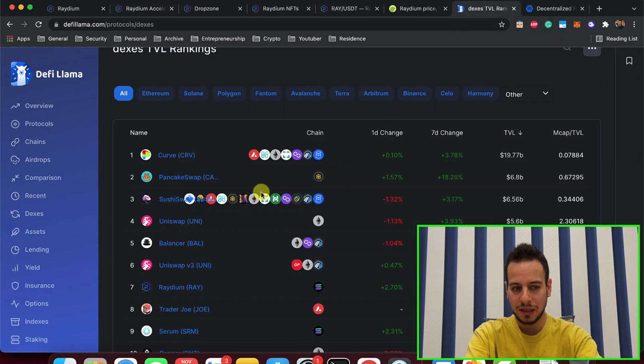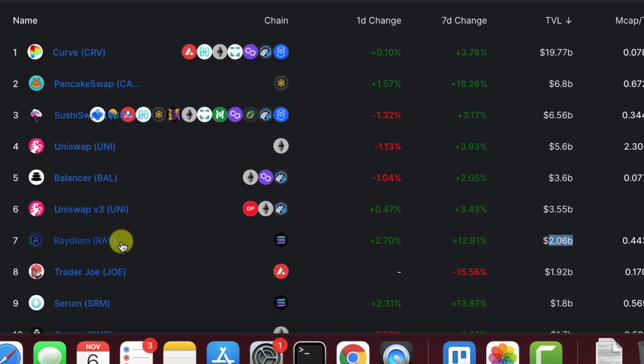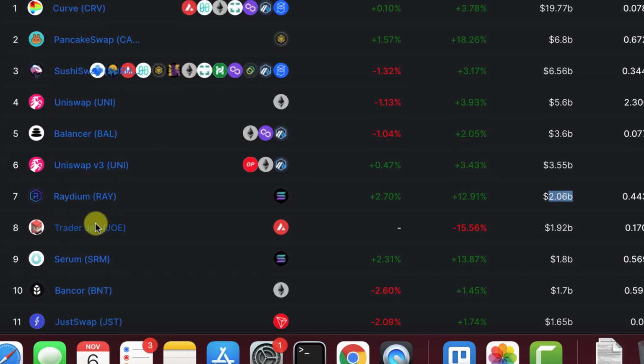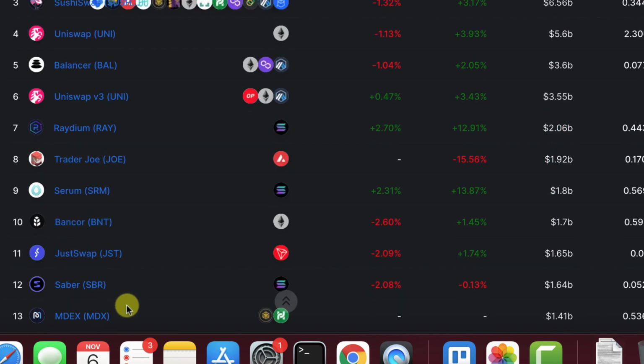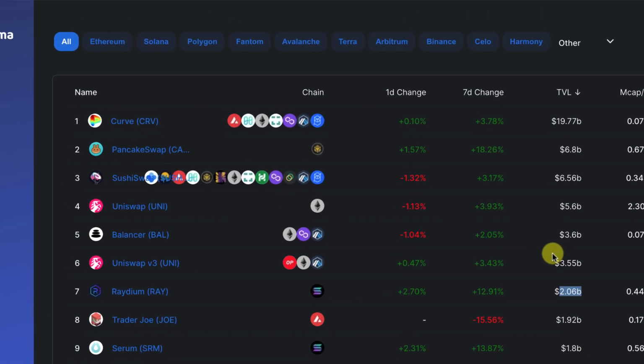And if you look at some statistics, you can see that Raydium is actually placed 7th in the list of all the most used exchanges in terms of TVL on DeFi Llama, right below Uniswap V3, above Trader Joe, above Serum, above Bancor, BNT. And it's super, super high. And actually, you can see the market cap divided by TVL. That's why I'm bullish on Ray. It's super, super low, 0.44. That's why I'm bullish on Ray token, because they have a lot of TVL and the market cap of the Ray token is quite low.